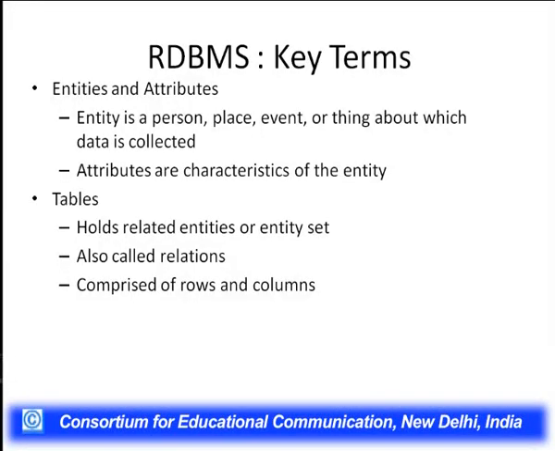Now we will talk about a few key terms which are commonly used in the RDBMS scenario. The first is entities and attributes. Now an entity is a person, place, event or thing about which data is collected, and attributes are the characteristics or properties of that entity. Now a table holds the related entities or an entity set, and tables are also called relations. Tables are comprised of rows and columns. So we have already discussed these terms, that all real world objects for which data will be captured and saved in the database are known as entities.